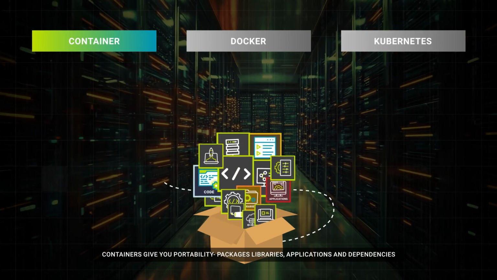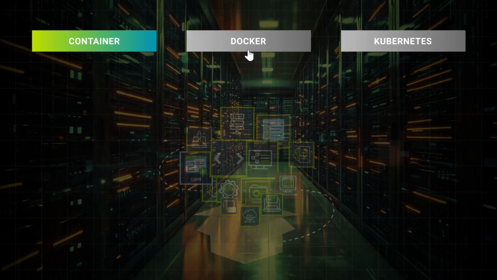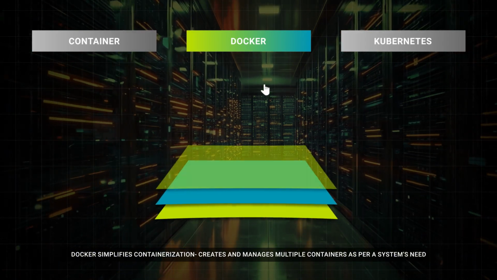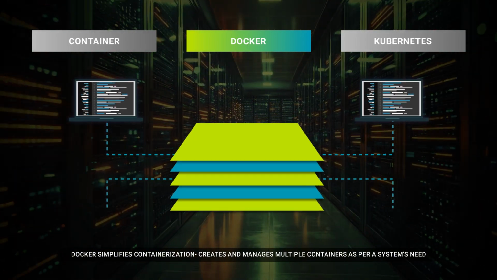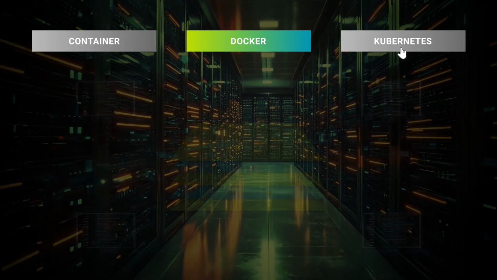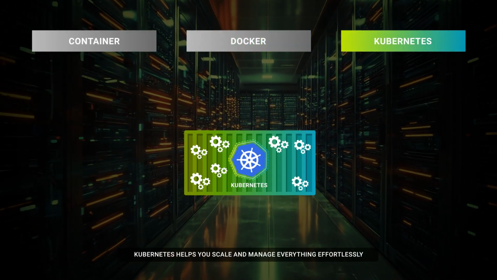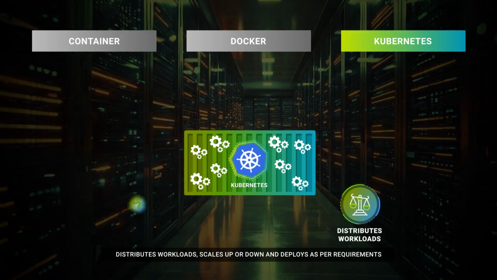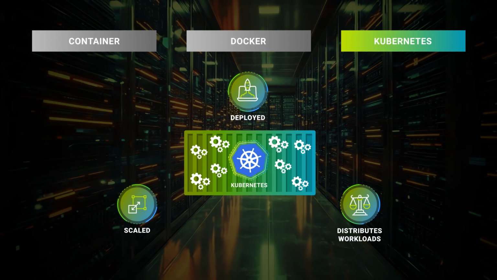Containers give you portability: packages, libraries, applications, and dependencies. Docker simplifies containerization, creates and manages multiple containers as per a system's need. Kubernetes helps you scale and manage everything effortlessly, distributes workloads, scales up or down, and deploys as per requirements.